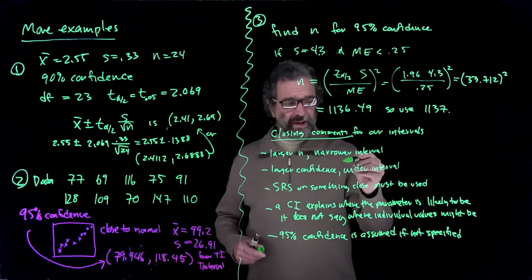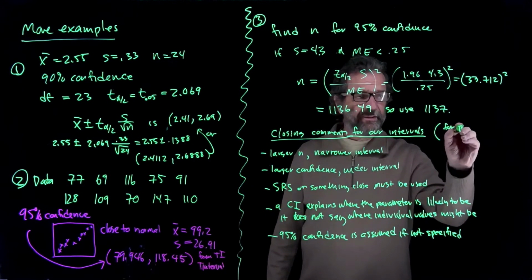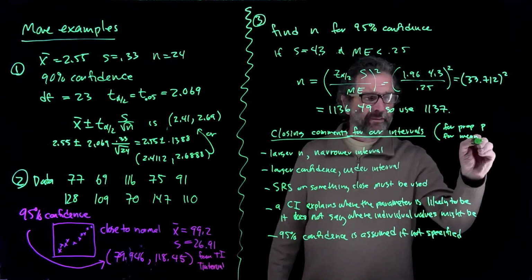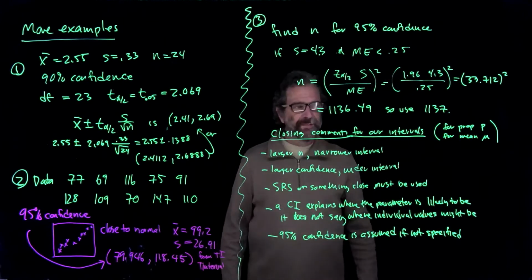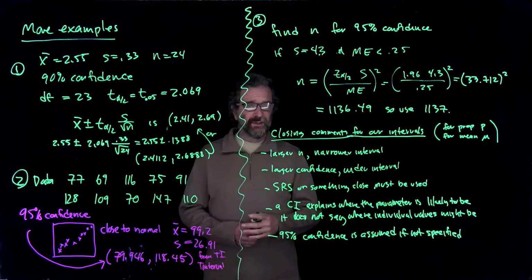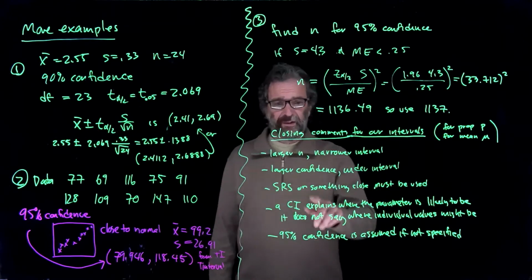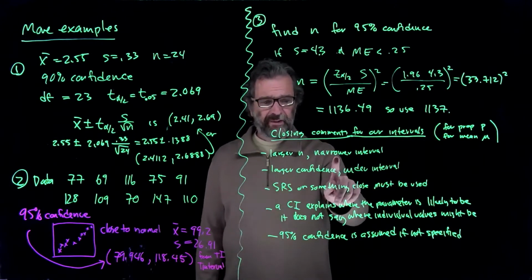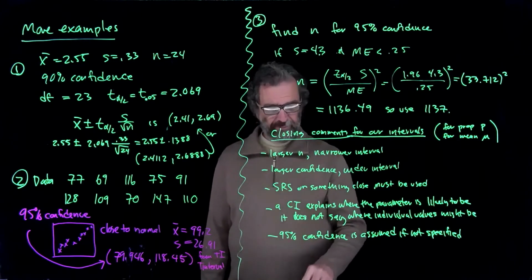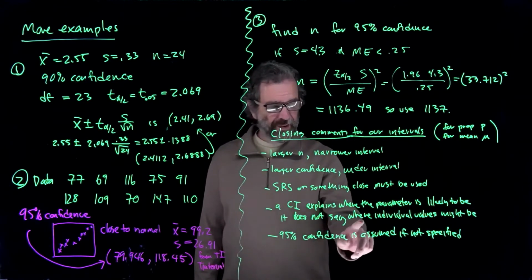And then there's some closing comments for our intervals. We have two intervals, for proportions, p, or for the mean, mu. So we're trying to figure out where the population proportion is or where the population mean is. It's two separate situations. But we create confidence intervals for each, and they obey some of the same rules. Here they are. Larger n, narrower interval. Larger confidence, wider interval. Simple random sampling or something close must be used. The confidence interval explains where the parameter is likely to be. It does not say where the individual values might be.